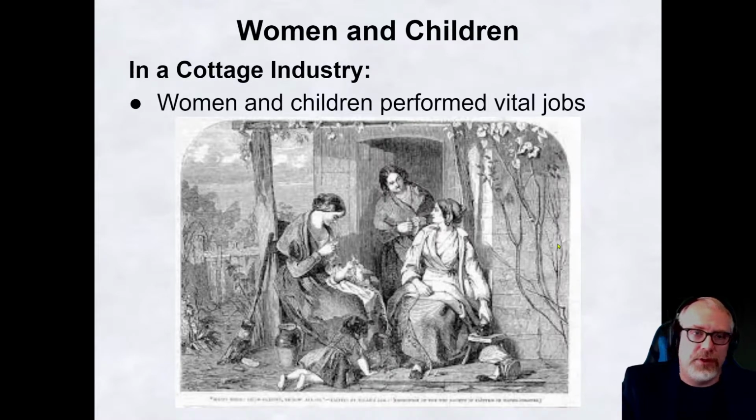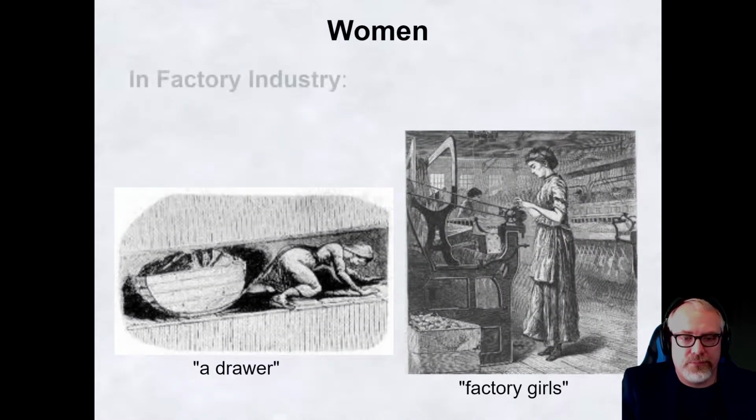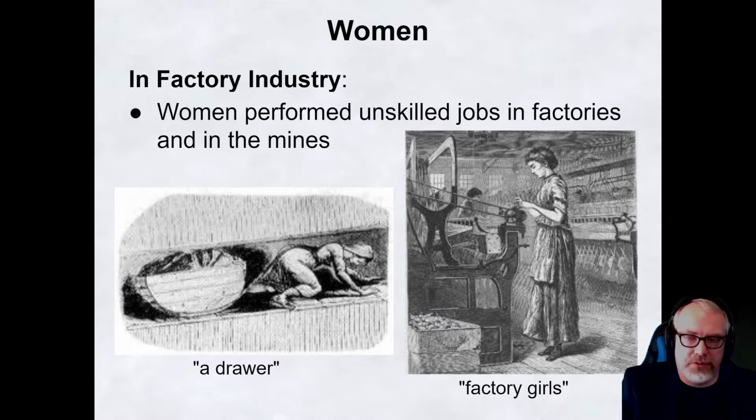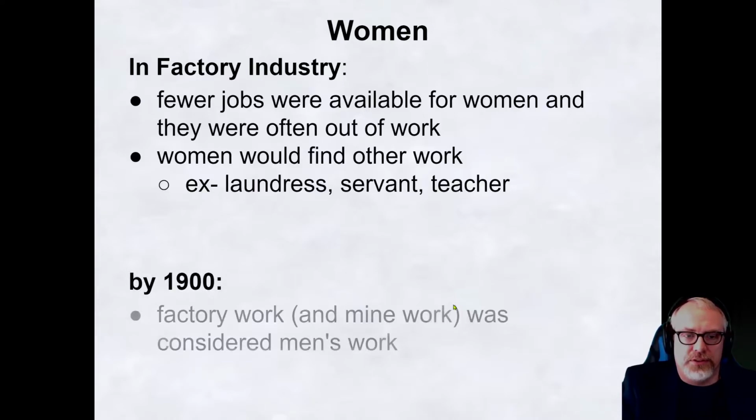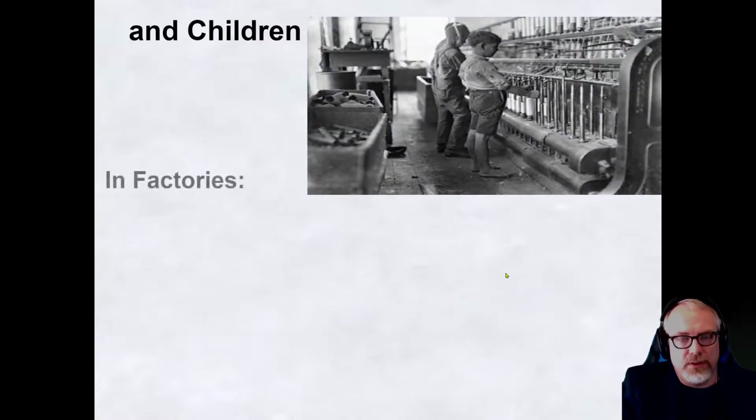So in the cottage industry, women and children performed vital jobs, and because of that, their work was valued. In the factory system, women performed unskilled labor in factories and in the mines, and so they were paid less. So in the factory system, there were fewer jobs available for women, and they were often out of work, and women could find other work. They could be laundresses, servants, teachers. By 1900, factory work and mine work was considered to be men's work, and women were expected to not work in those positions or industries.